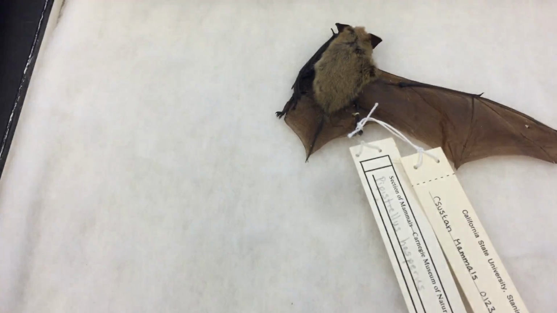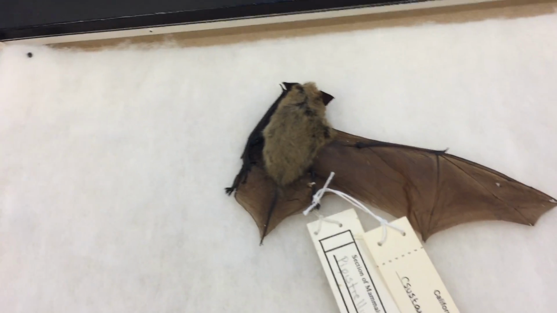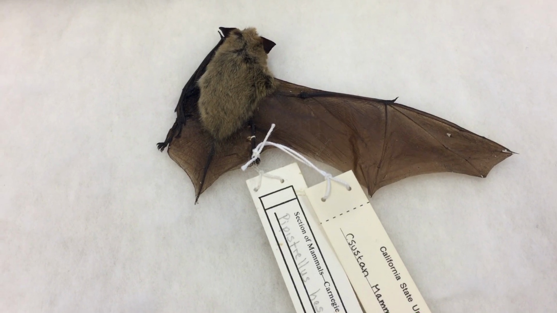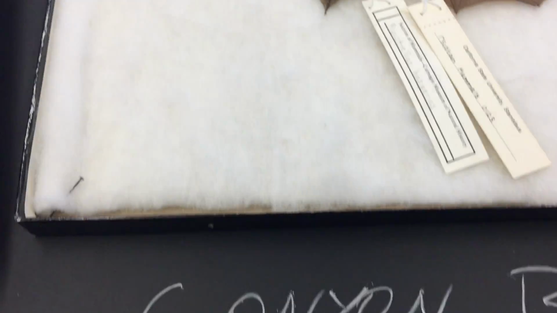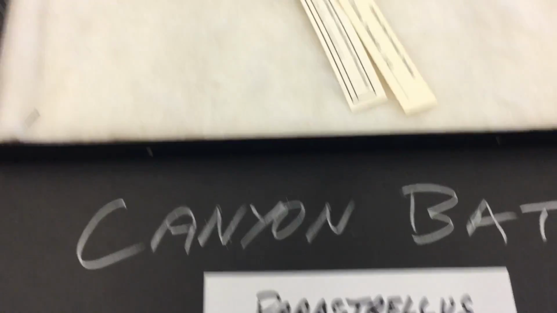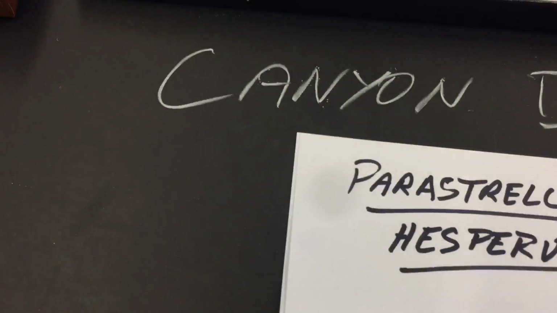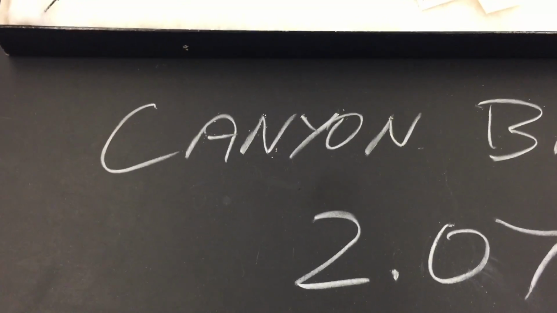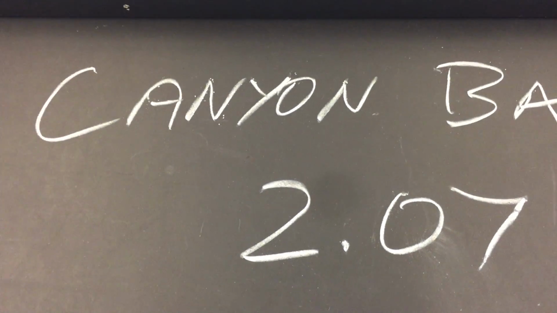Okay, this is Parastrellus, used to be Pipistrellus. Again, we talked about this one earlier. I forgot to mention that its other common name is the canyon bat. And again, it's just like Myotis californicus. It's 2.07.